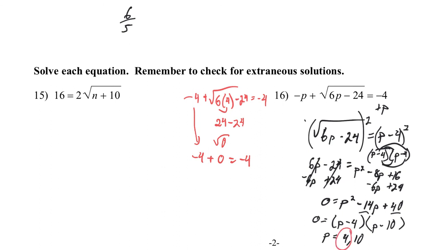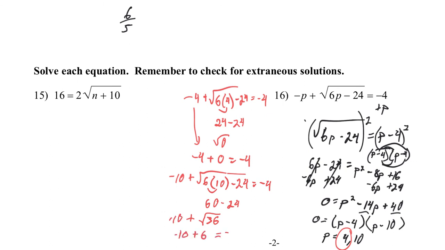Now I'm going to try the 10. So I have negative 10 going in for p plus 6 times the 10 and then minus 24 equals negative 4. Then multiply the 6 with the 10 to get 60 minus 24 is going to be 36. So the square root of 36 is 6. So I have negative 10 plus 6 and that's going to be negative 4 as well, so they both work in this case.